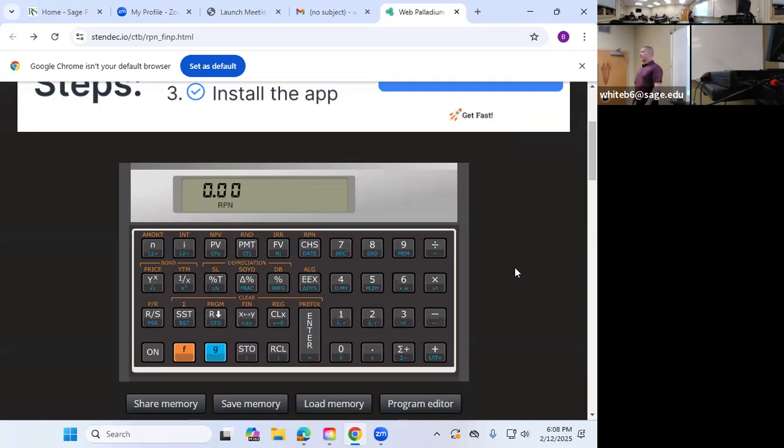PV, present value. I have $50,000 today, present value. I want it to grow to $100,000. That's a future value. This will make a lot more sense.